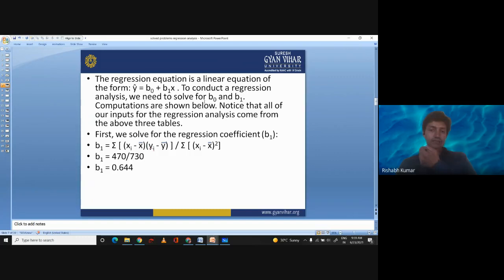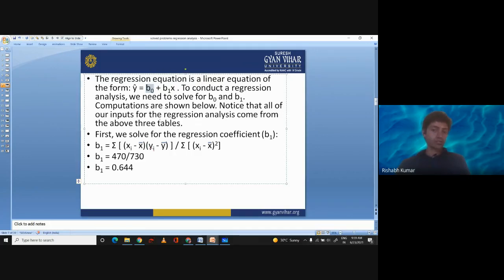As I have already told you, we have to find out the slope of the line. B1 is the slope and b naught is the intercept, right? So to find out the equation of this regression line, or the line of best fit, we have to find out these two coefficients. One coefficient is your slope, another coefficient is your intercept. Okay, so how do we find out?